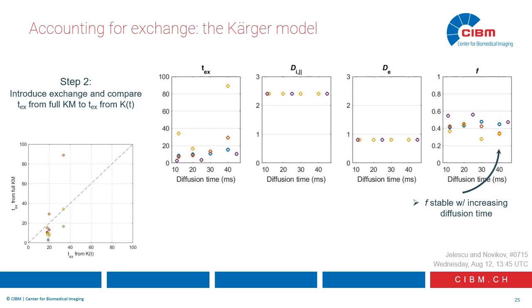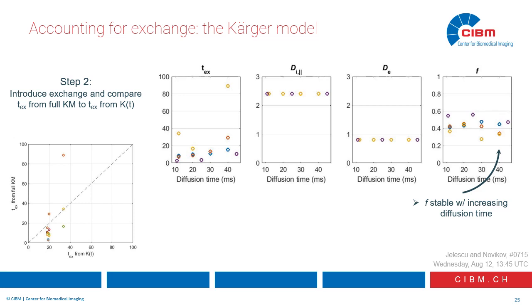And if we look at the correlation of the exchange time derived from time-dependent kurtosis to the exchange time from the full Kärger model, we see that there is a systematic difference: the exchange time from the full Kärger model is systematically lower than the exchange time from the time-dependent kurtosis.